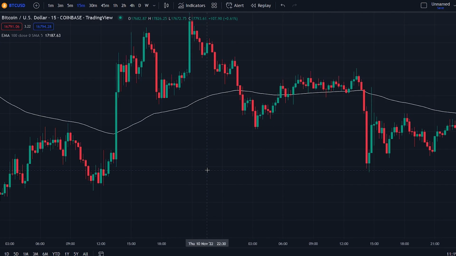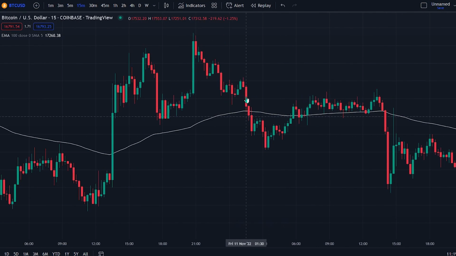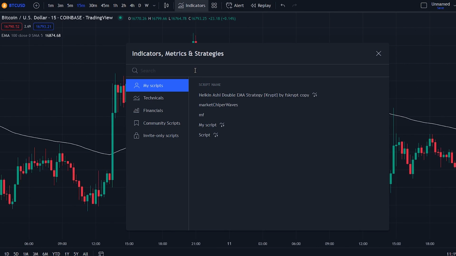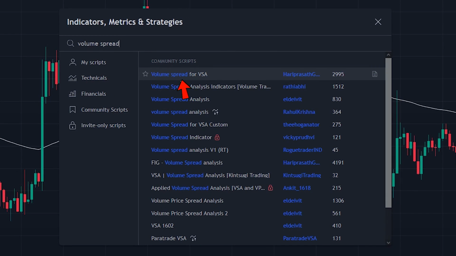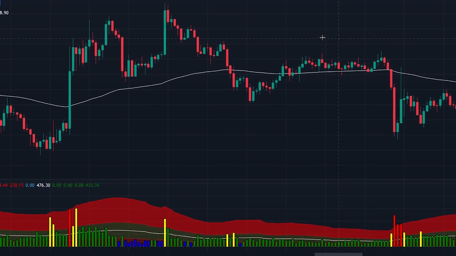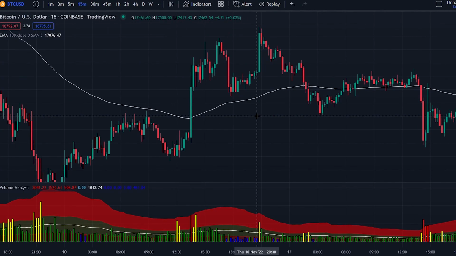The last indicator we will be looking at is the VSA indicator. Head over to the indicator search tab and search for the volume spread indicator. Select the indicator made by this TradingView user and add it to the chart. Now let's take a look at the benefits this indicator has.